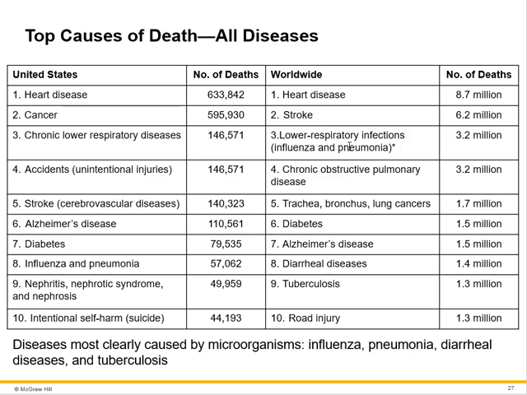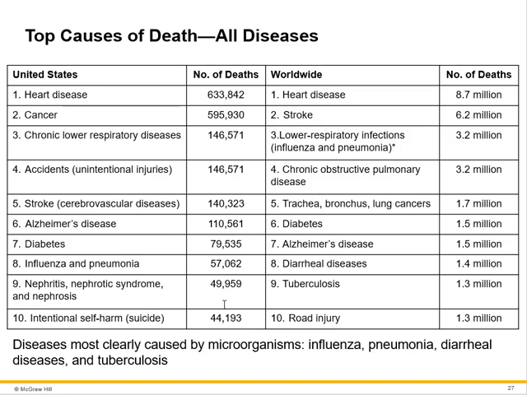Lower respiratory illnesses, influenza and pneumonia are much higher up on the list for worldwide statistics compared to influenza and pneumonia in the United States. Chronic obstructive pulmonary disease and tracheal, bronchus, and lung cancers, those would be related to smoking. Diabetes is higher here, and these others related to smoking are higher worldwide than they are in the United States. Alzheimer's disease is a little bit lower, then diarrheal diseases, tuberculosis, road injury. We usually have a pretty good discussion about this during class.